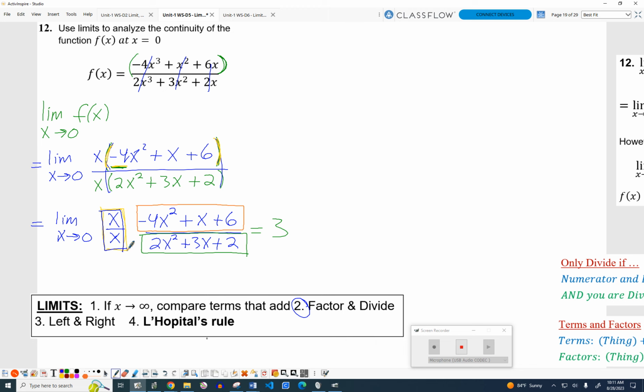Like if you'd pulled out a negative, there'd be an extra negative outside. And then inside, you would have gotten -3. And -3 times -3 would have been, -1 times -3 would be positive. Two more.